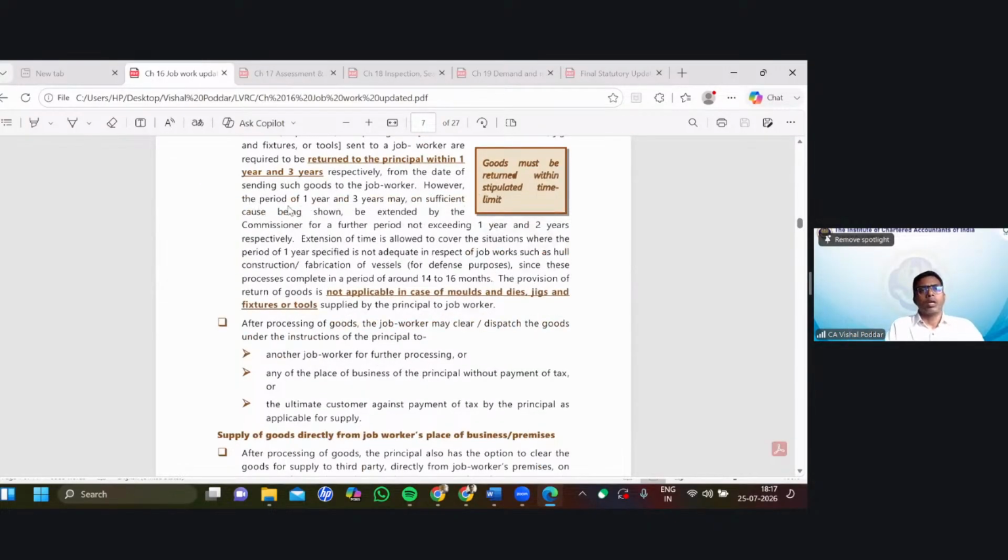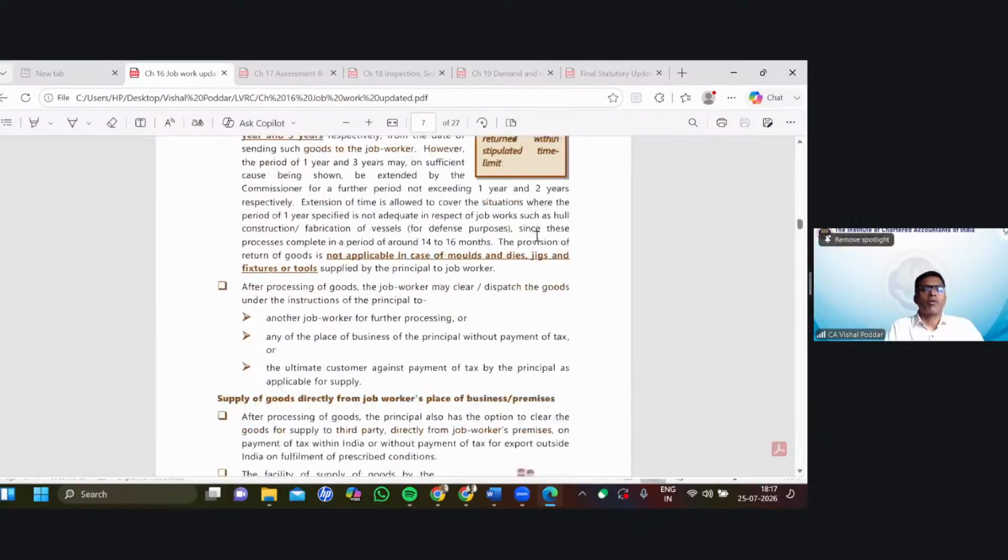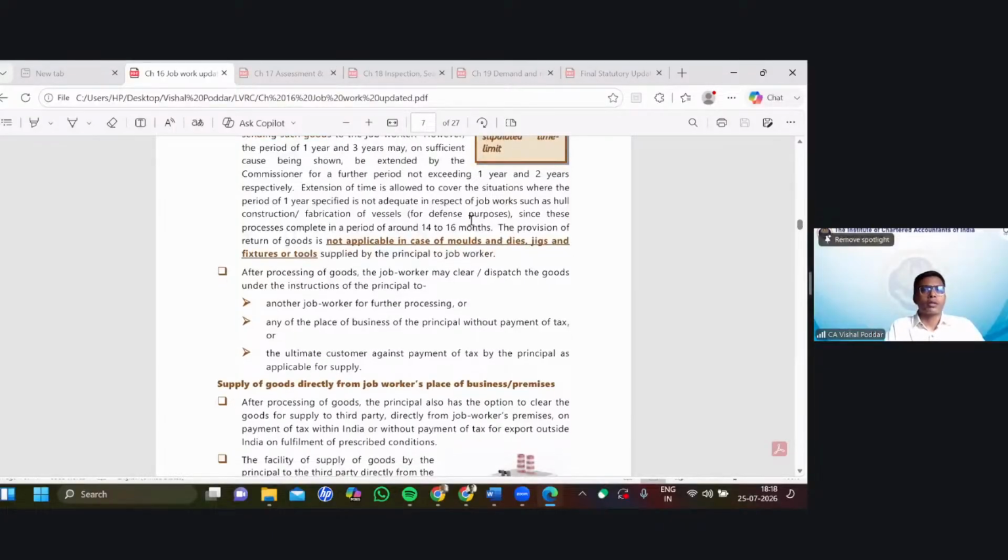Now, the period of 1 and 3 years may, on sufficient cause shown, be extended by the commissioner for a further period not exceeding 1 year and 2 years. So 1 year for inputs and 2 years for capital goods. So in total, inputs can remain with the job worker for a maximum of 2 years, and capital goods for a maximum of 5 years. The extension of time is allowed to cover situations where the period specified is not adequate in respect of job work, which will include many special operations.